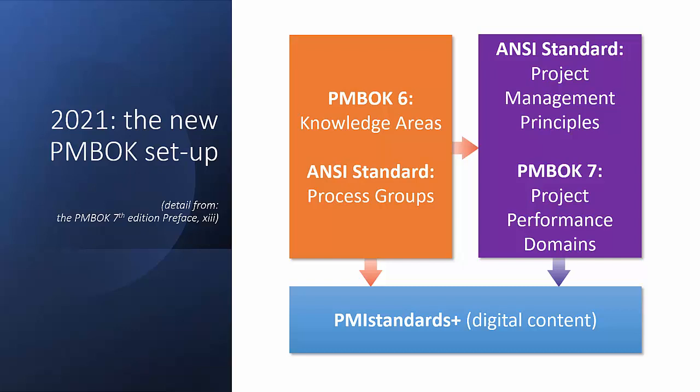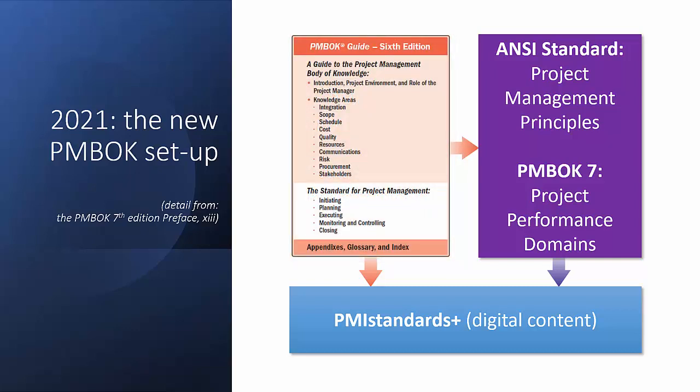So we move from knowledge areas to project performance domains, and we move from process groups in the ANSI standard to project management principles. And what are these? Well, let's have a look at the detail behind that. In PMBOK 6, the project management body of knowledge was structured around the knowledge areas that we know well, all of the various different skill sets that you need to have as a project manager in order to be successful, while the ANSI standard was built around the life cycle of the project from initiation to closing.